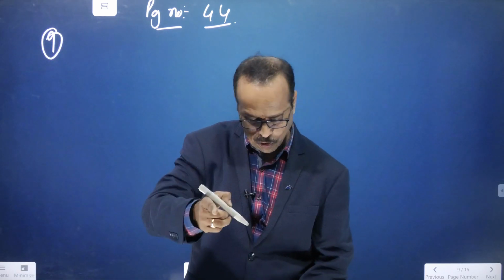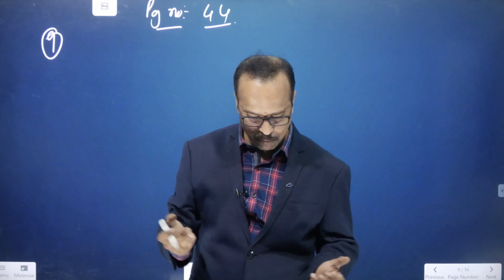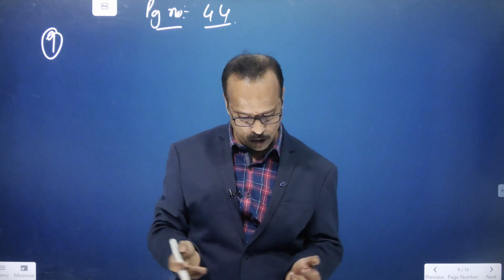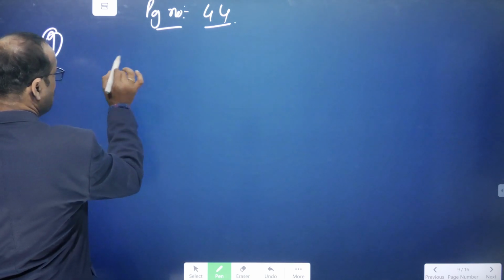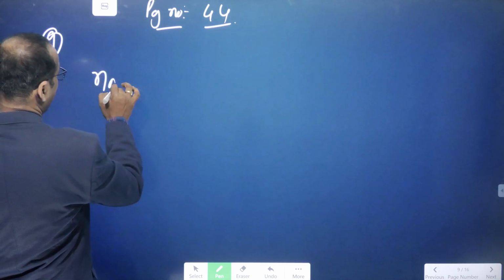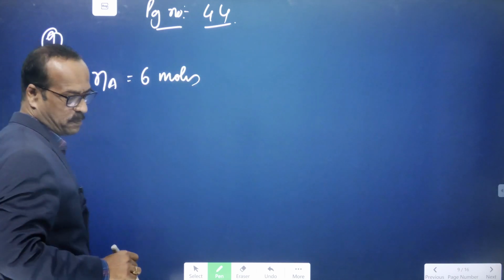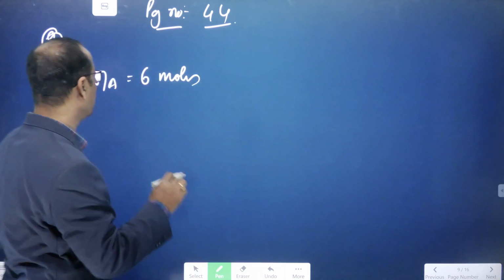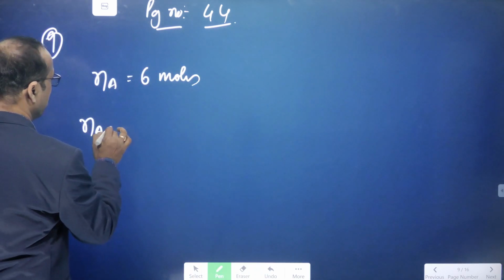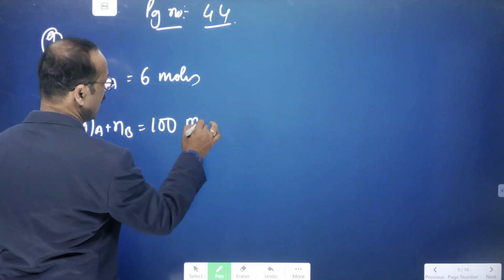6 moles of solute is present in 100 moles of solution. Then the mole fraction of the solute is. So 6 moles of solute is denoted by A. Therefore Na is equal to 6 moles, present in 100 moles of solution. Solution is what? Na plus Nb. Na plus Nb is equal to 100 moles, as the solution is given.